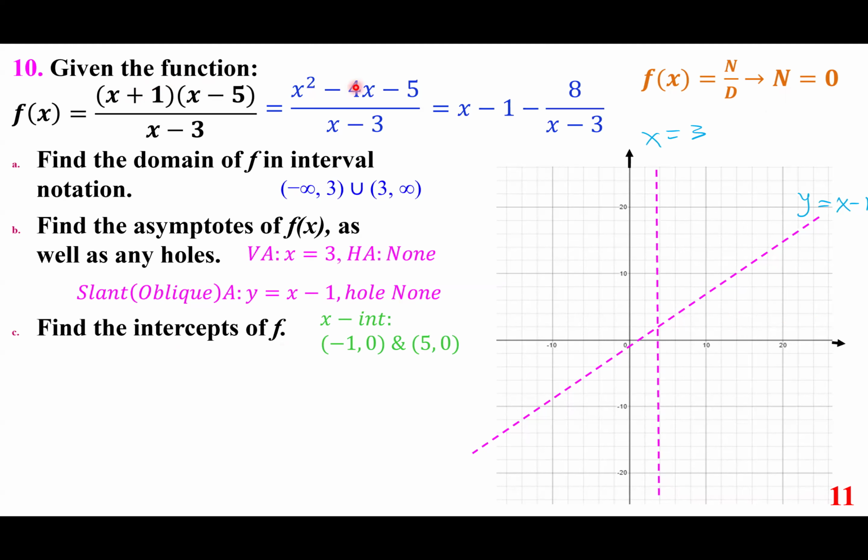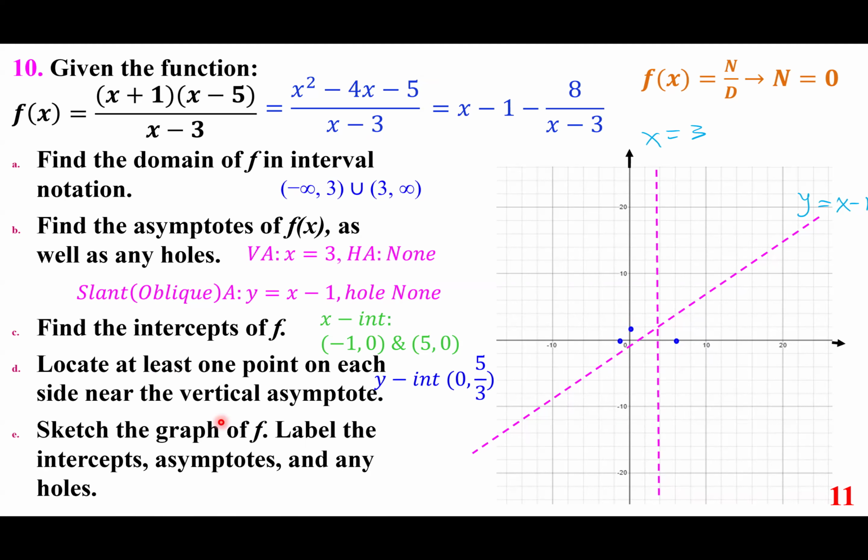If you do that, you get 0 minus 5, which is minus 5, 0 minus 3, which is minus 3. So minus 5 over minus 3. So those are the two x-intercepts. And the y-intercept is located at 0, 5 thirds. And this is negative 1, 0. This is 5, 0. And then 0, 5 thirds is your y-intercept.